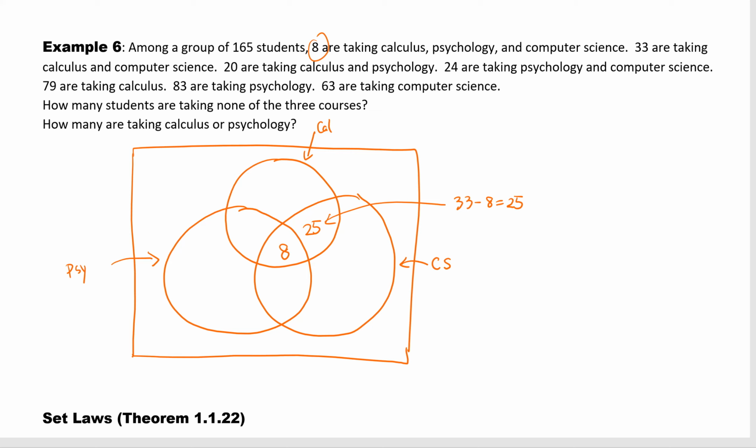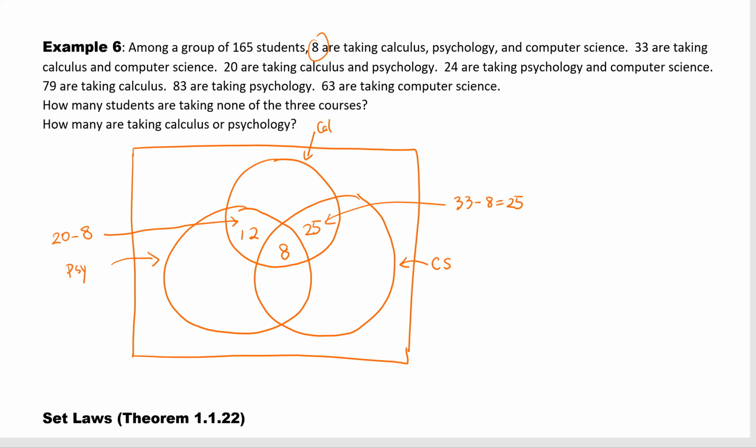Next, we have 20 are taking calculus and psychology. So 20 calculus and psychology is here. So it covered 2 regions. That's why we know, because this region is 8, then what is this region? Well, this region is gonna be 20 minus 8, which is 12. So this region denotes the students that are taking psychology, calculus, but not computer science.